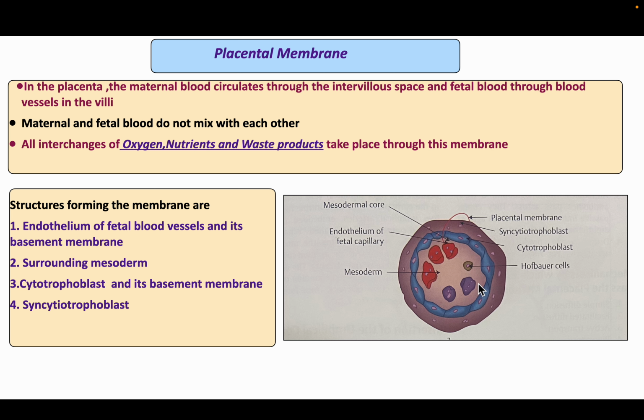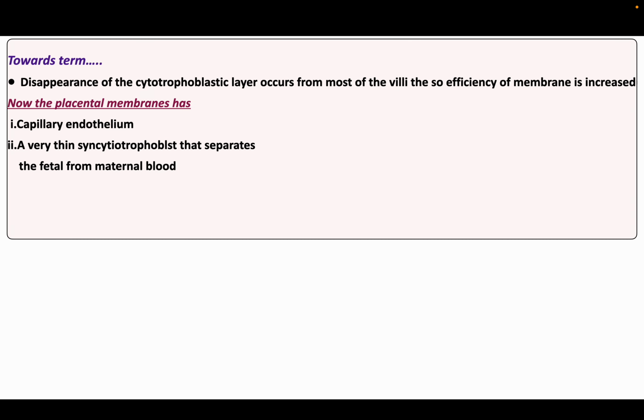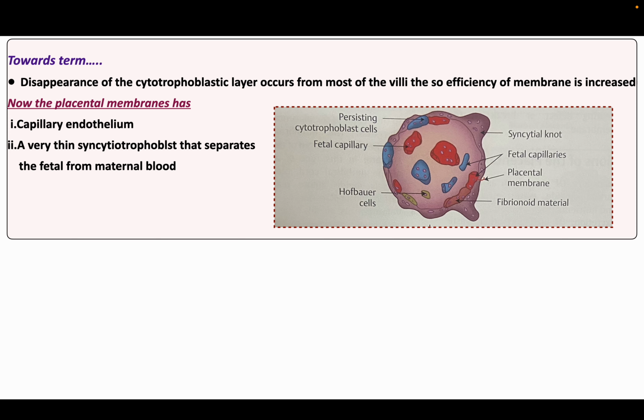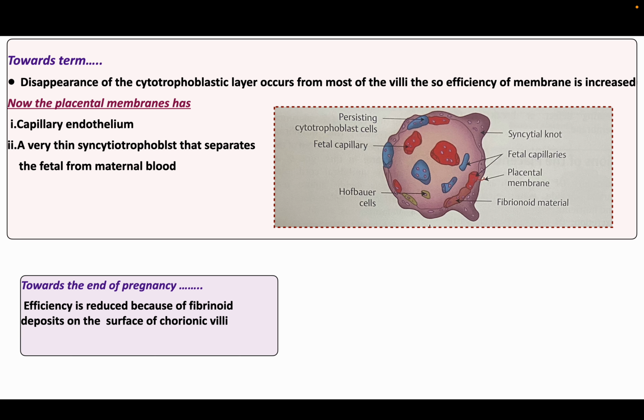If we see the structure of one villus, from center to periphery, these structures are present. Towards term, disappearance of the cytotrophoblast layer occurs from most of the villi, you can see. So the efficiency of the membrane is increased. So it becomes highly permeable. Now the placental membrane has capillary endothelium and a very thin layer of syncytiotrophoblast that separates the fetal from the maternal blood. Now towards the end of pregnancy, efficiency is reduced because of the fibrinoid deposit on the surface of chorionic villi.